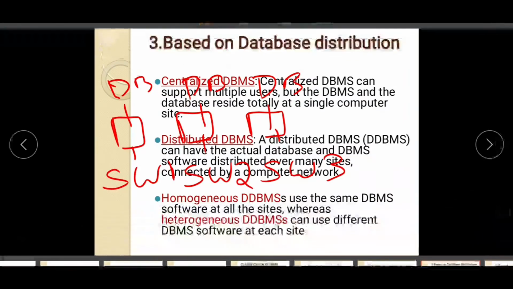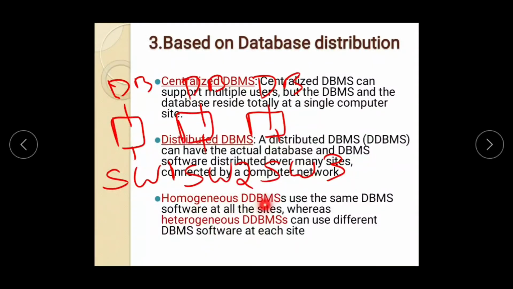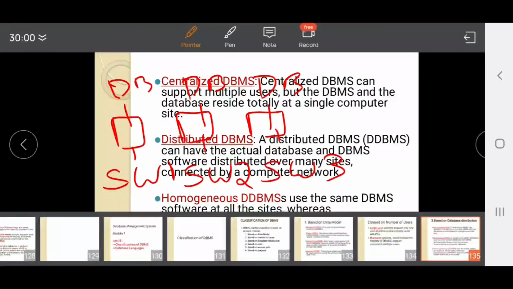Distributed heterogeneous, why is it written double D? Heterogeneous distributed database management system, that is why it is given as DDBMS, distributed database management system. So this homogeneous and heterogeneous is actually the subclassification of this distributed database management system. Okay, so this is the concept.